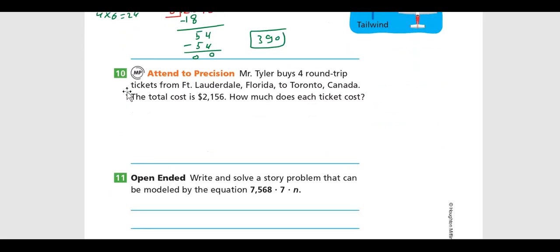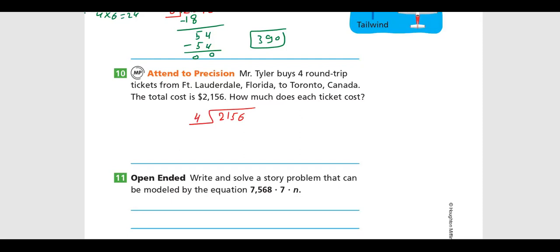Mr. Taylor buys 4 round trip tickets from Fort Lauderdale, Florida to Toronto, Canada. The total cost is $2,156. How much does each ticket cost? So we have to divide 2,156 divided by 4.